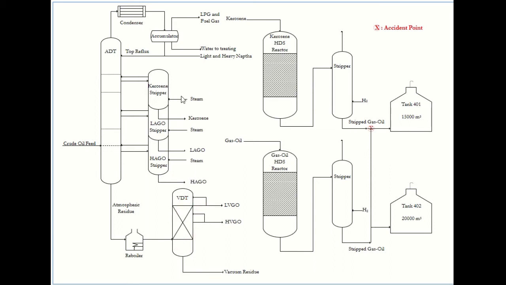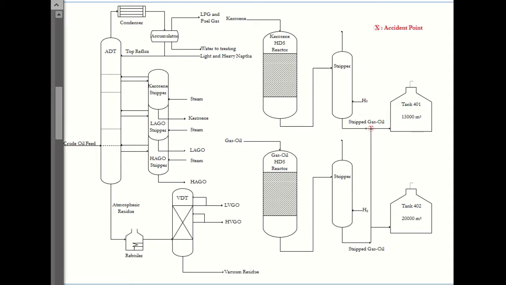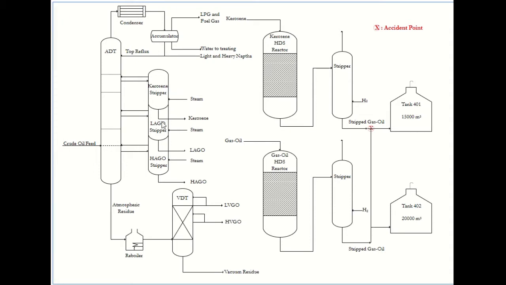Next, let us focus on the side streams comprising the middle distillate from the atmospheric distillation, which are the kerosene, the light atmospheric gas oil, and the heavy atmospheric gas oil. These distillates are transferred to their respective stripper columns, where the lighter constituents will be stripped off by the injection of superheated steam.